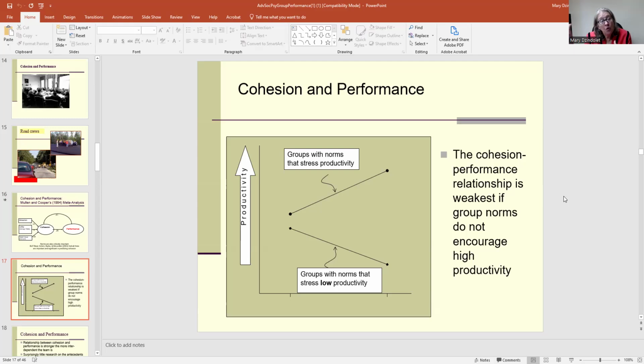performance, the lower the performance will be, because the cohesion of everyone getting along is that none of us are going to work that hard and none of us are going to do that well. So if you have a group norm that stresses low productivity, then actually the more groupy the group, the cohesion is going to reduce performance. This is low cohesion, high cohesion. So the more cohesive the group, the worse they'll do if the norm is low productivity.